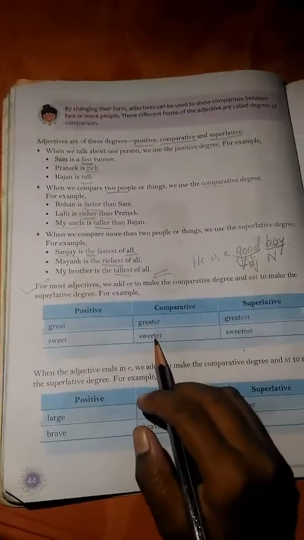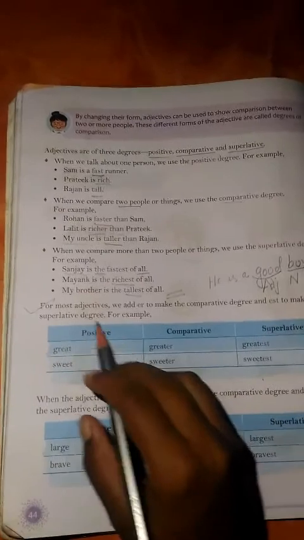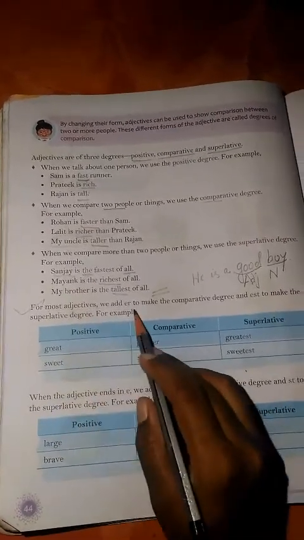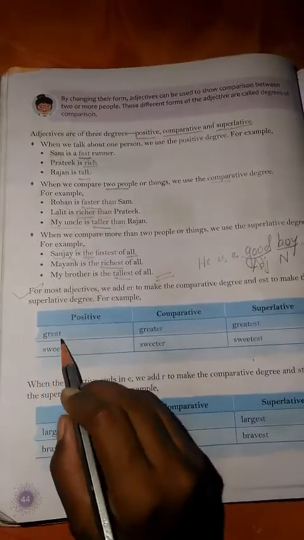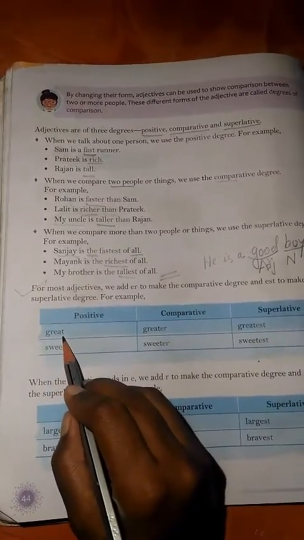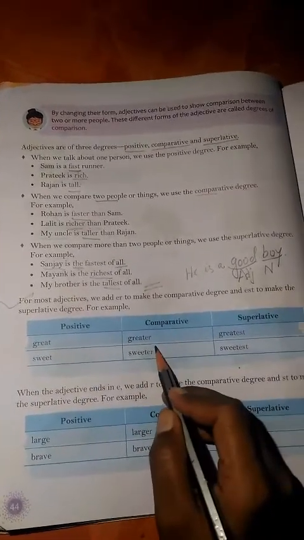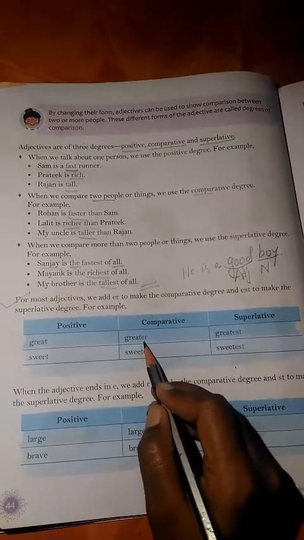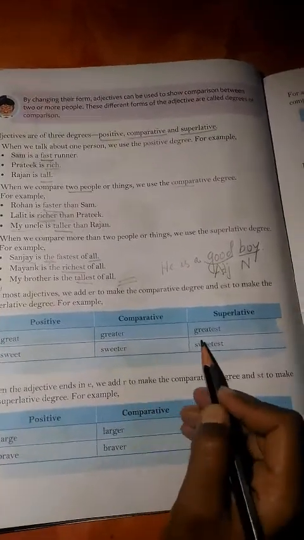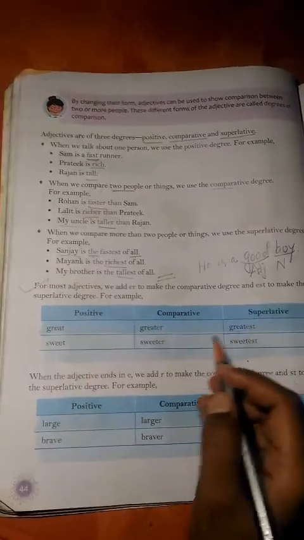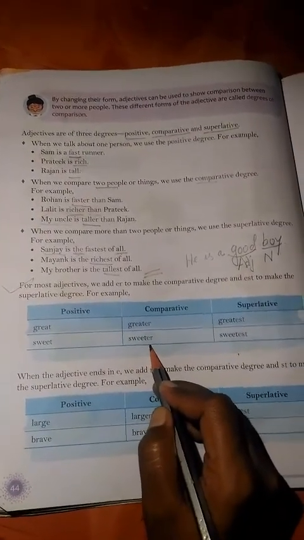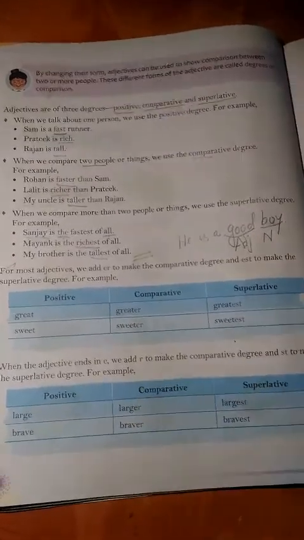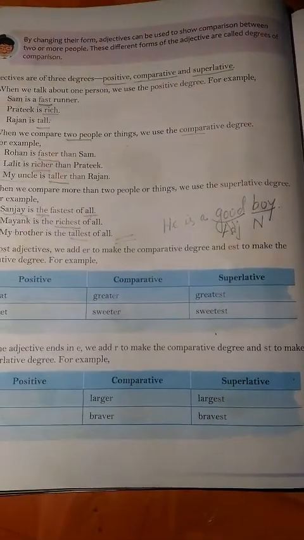There are some rules which you should know. I am reading the rules. For most adjectives, we add ER to make the comparative degree and EST to make the superlative degree. See here, there is an adjective called great. When you change it into the comparative degree, it becomes greater. Just add ER, and in the superlative degree EST. Next one is sweet. In the comparative degree you add ER, and in the superlative degree it is sweetest.